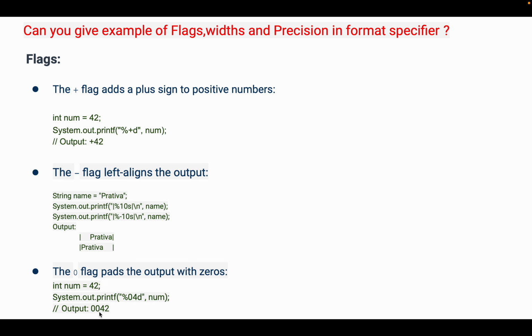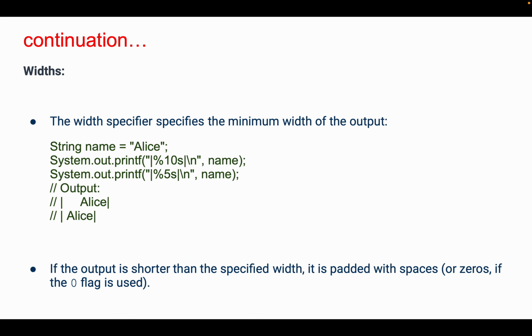Okay, now let's move to the next slide. Now we are continuing with the width here, the example of which we have seen in the previous slide. So what does the width do? The width specifier specifies the minimum width of the output.